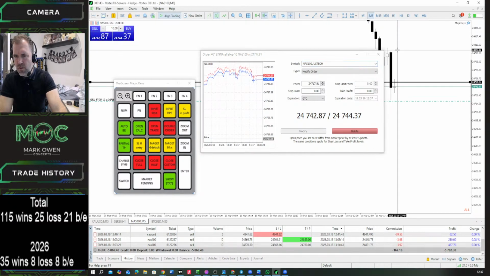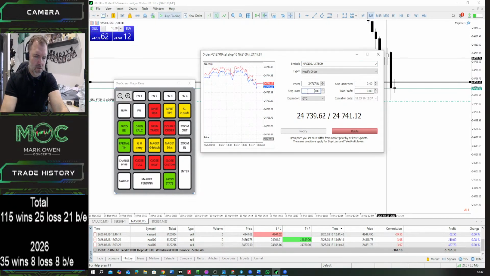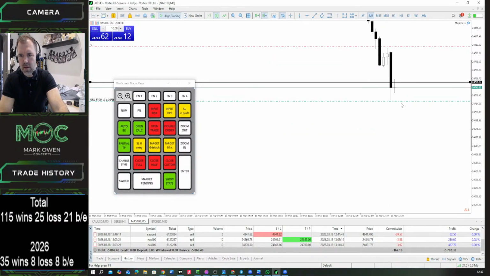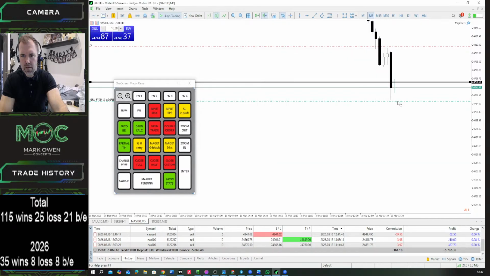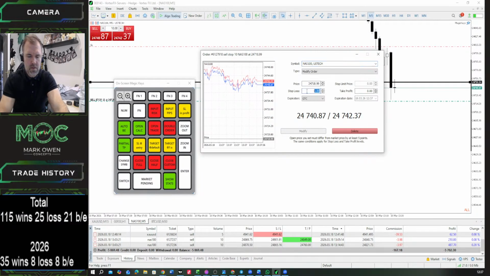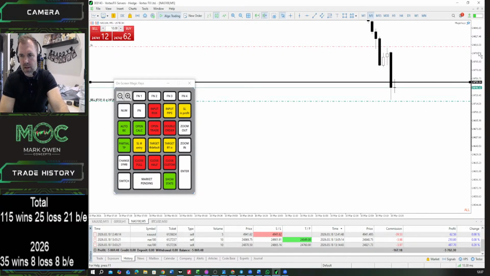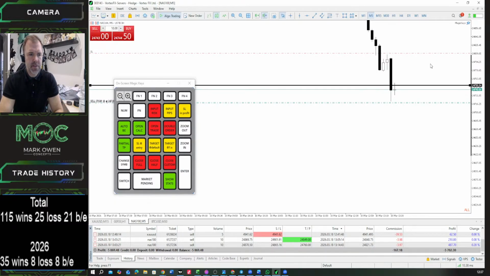So 24, 8, 10. Just put 24, 8, 10. Typical. Got that one. There we go. Now I'm having to do this because, I don't know if it's due to extra volatility, but the max I can put on at the minute is 10 units on the NAS.